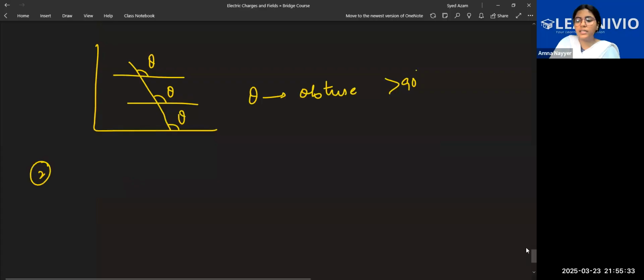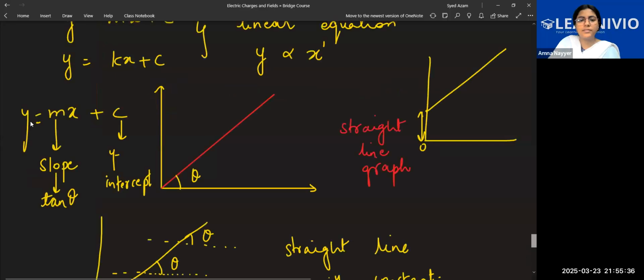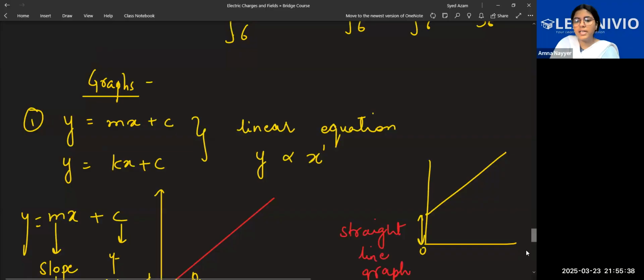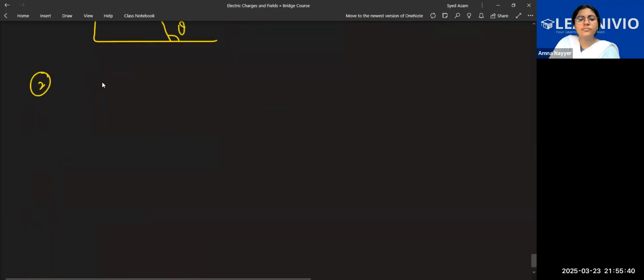Now the second kind of graph that you get, this is the first kind of graphs. The second kind of graphs is where y is equal to kx square.